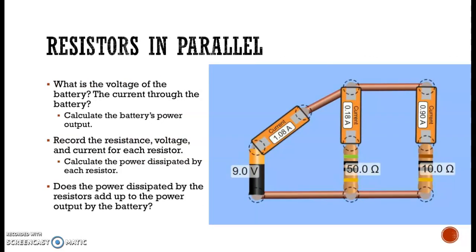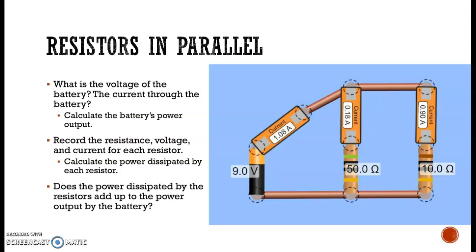Okay, we'll take a look at the circuit that's on the left first, the one with two resistors in parallel. Okay, so here I have one battery. I have a 9-volt battery, and then a 50 and a 10 ohm resistor. So go ahead and take those down.